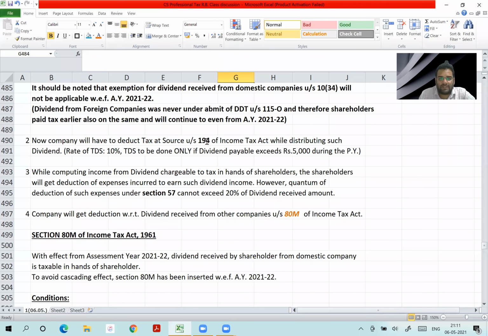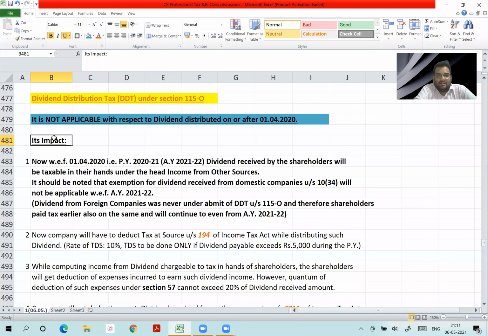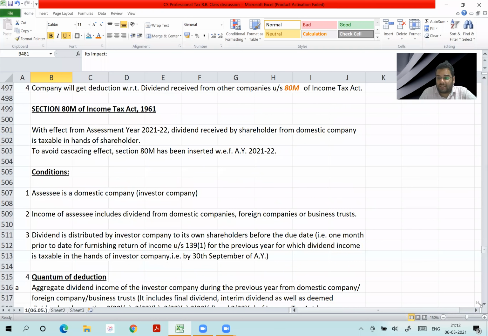And even 194 has come into emergence only because of this amendment. So I have said what? Impact of abolishing of DDT. Is the point clear till now? Now, what does section 80M say?